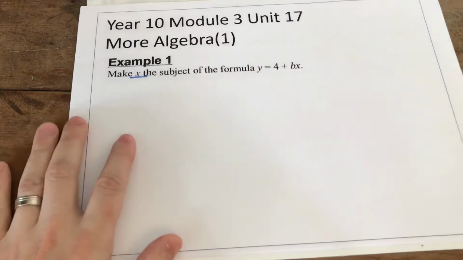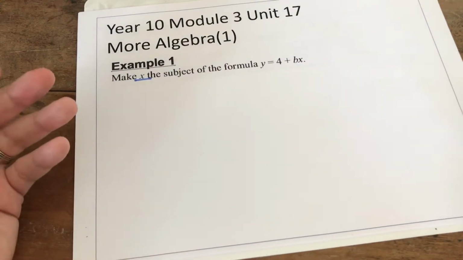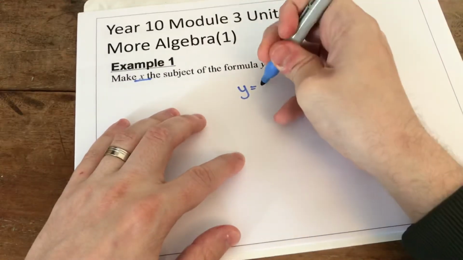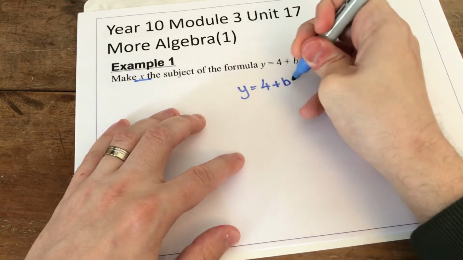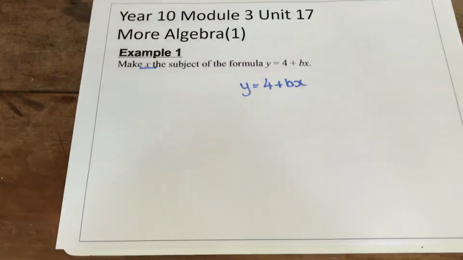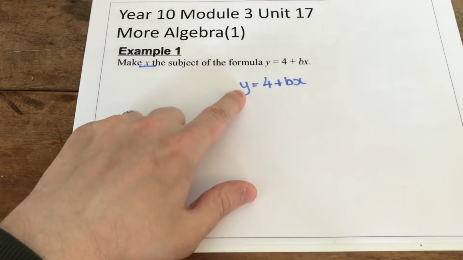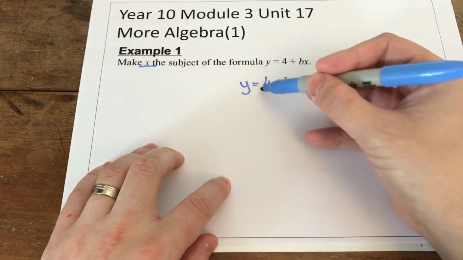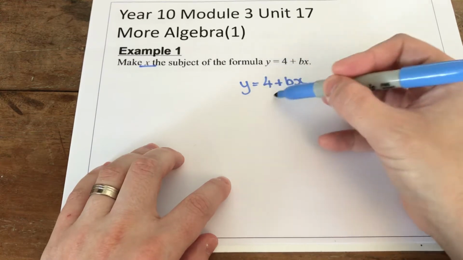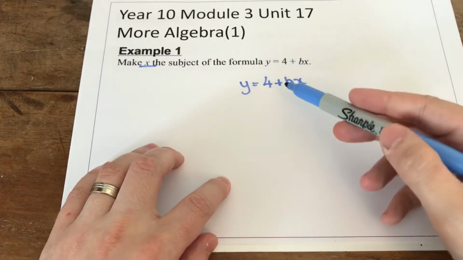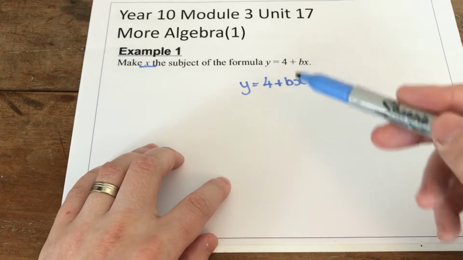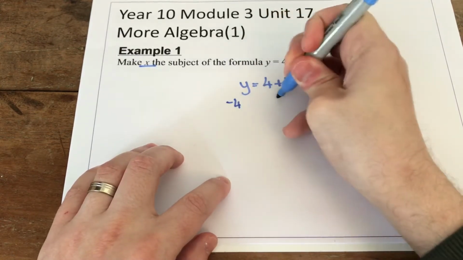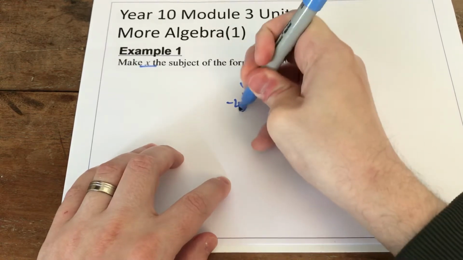To do this, we use our rules that we would use when we were solving an equation. So if we have a look at this problem here, we've got y equals 4 plus bx. What I'd do is I'd solve this as if there was a numerical value here. So the first thing I would do is I would try and move the 4 from this side. So I would do the inverse operation for each step. This is positive 4, so I would take away 4 from both sides.